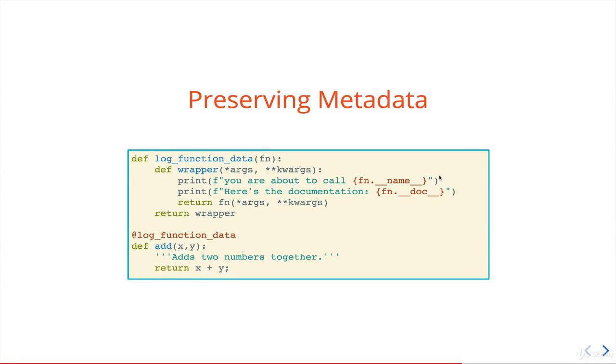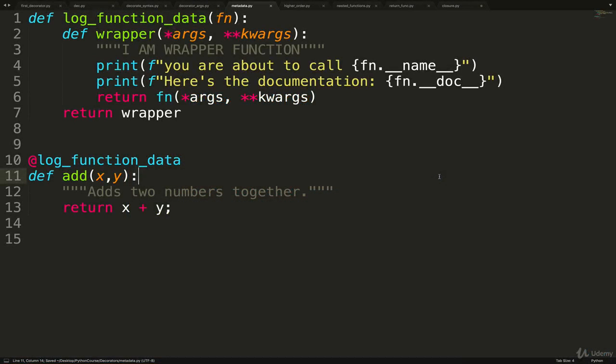Alrighty, so we're talking about decorators still. Here's another example that's going to present a problem to us. So let's just dive into the code. I have it right here. What we have is a simple decorated function. It's called add, and the decorator is called log function data.